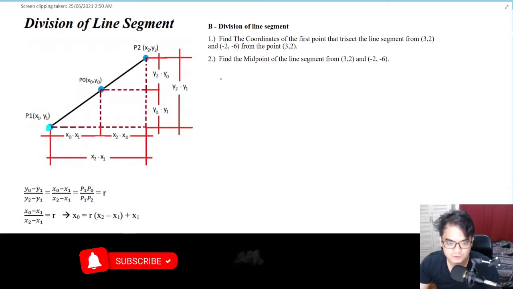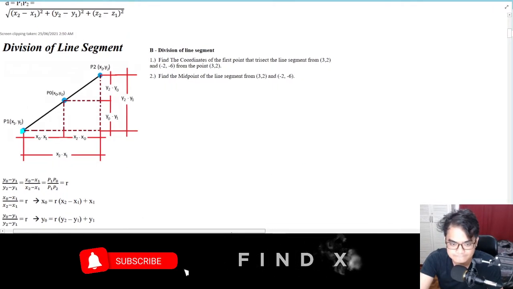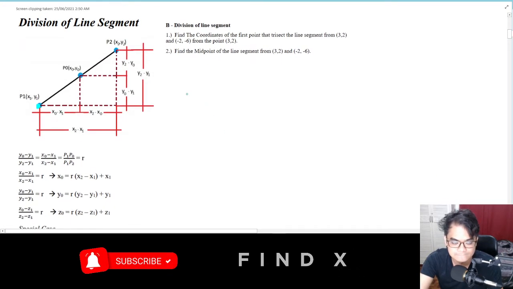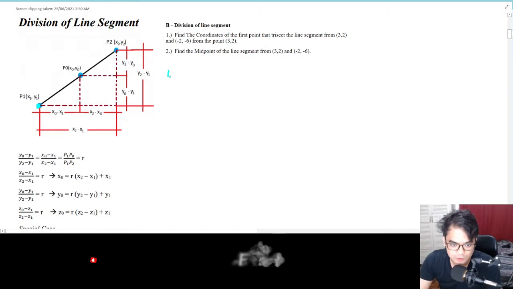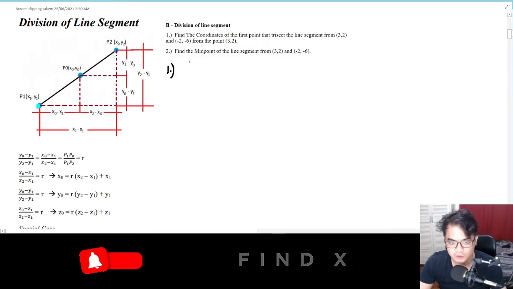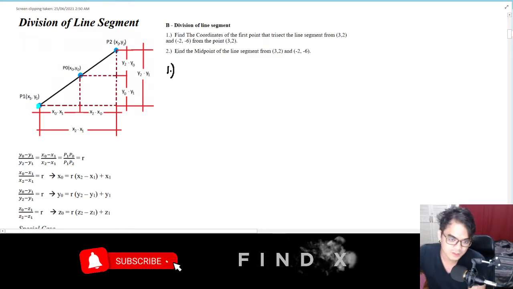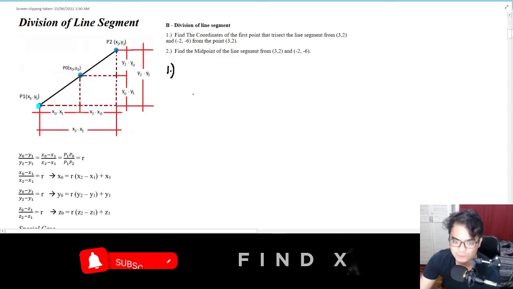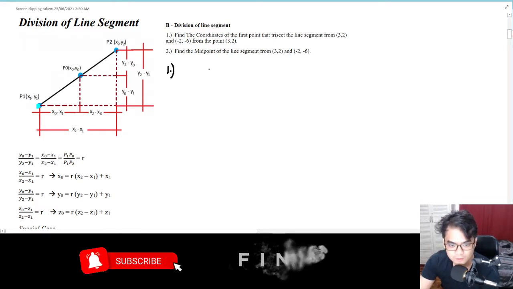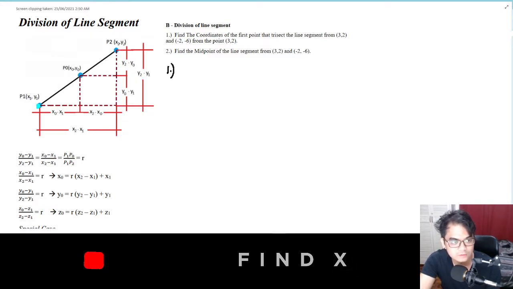Okay, so let's try to answer this one. Let's try answering number 1. For number 1, find the coordinates of the first point that trisects the line segment from (3, 2) and (-2, 6), from point (3, 2). So let's try to draw a Cartesian plane.